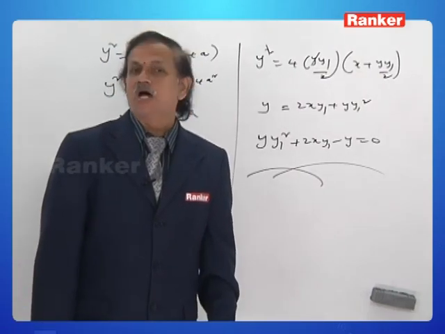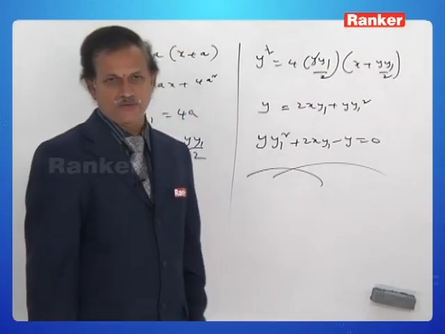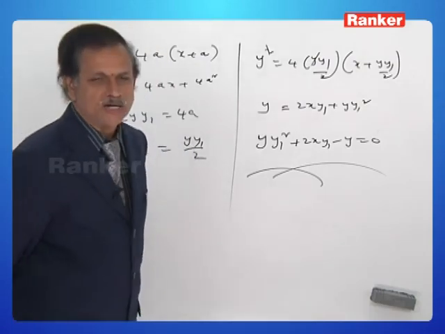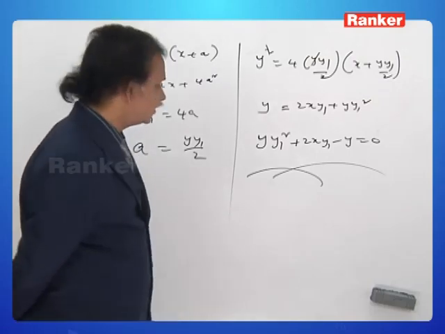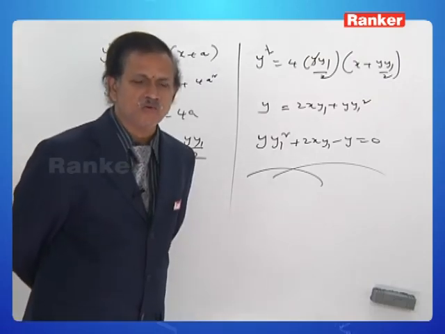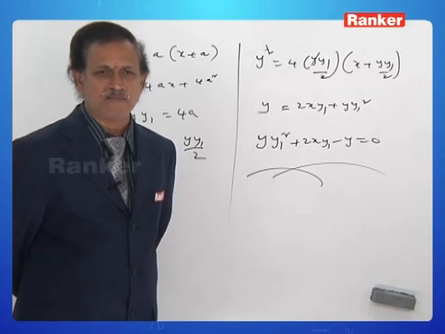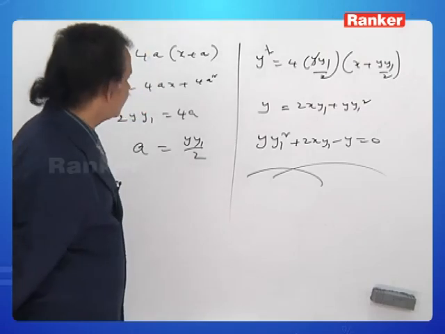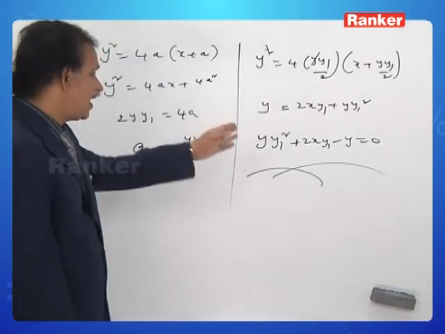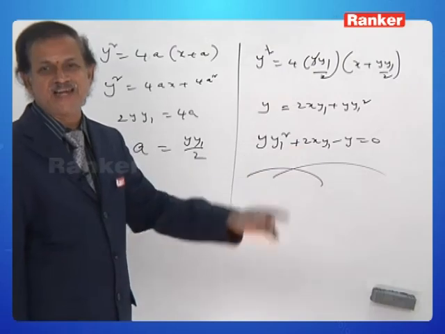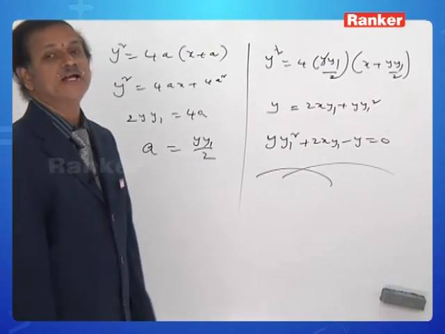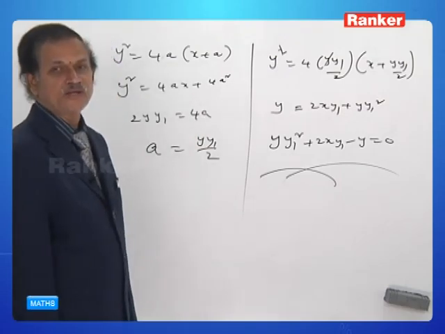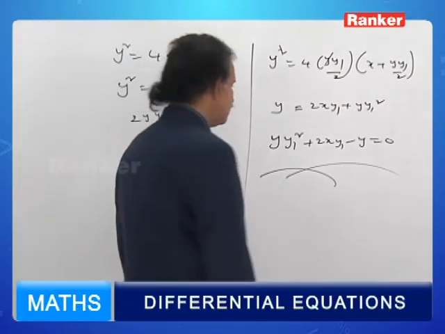You notice the order and degree of the differential equation. What is the order of this differential equation? It is a first order, because just y1 is there. No question of y2, y3 or any other things are not present here. So it is a first order. And what do you say about the degree of the equation? y1 square is visible. It is of second degree. First order and second degree equation. This is about y square is equal to 4a into x plus a. Well then, next one.